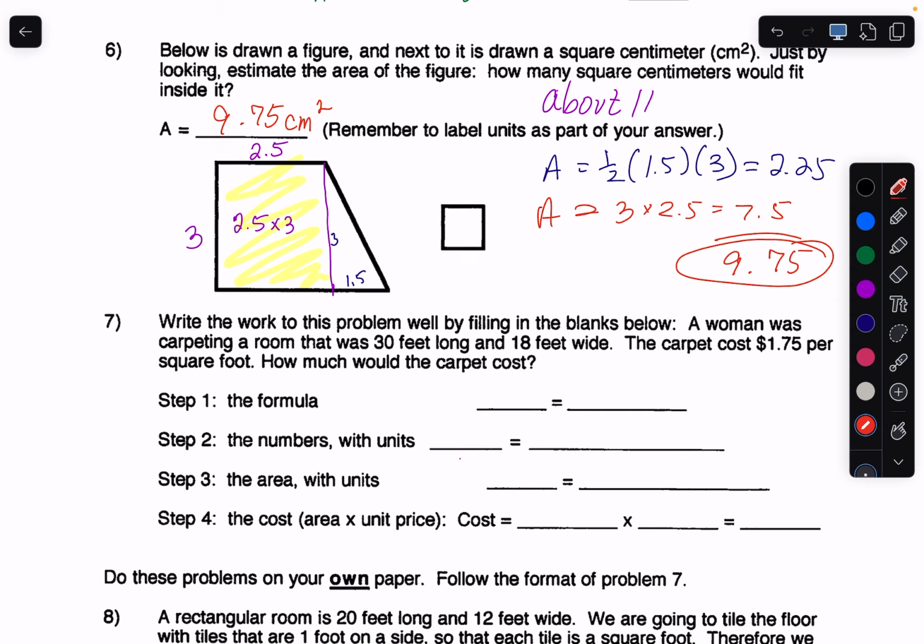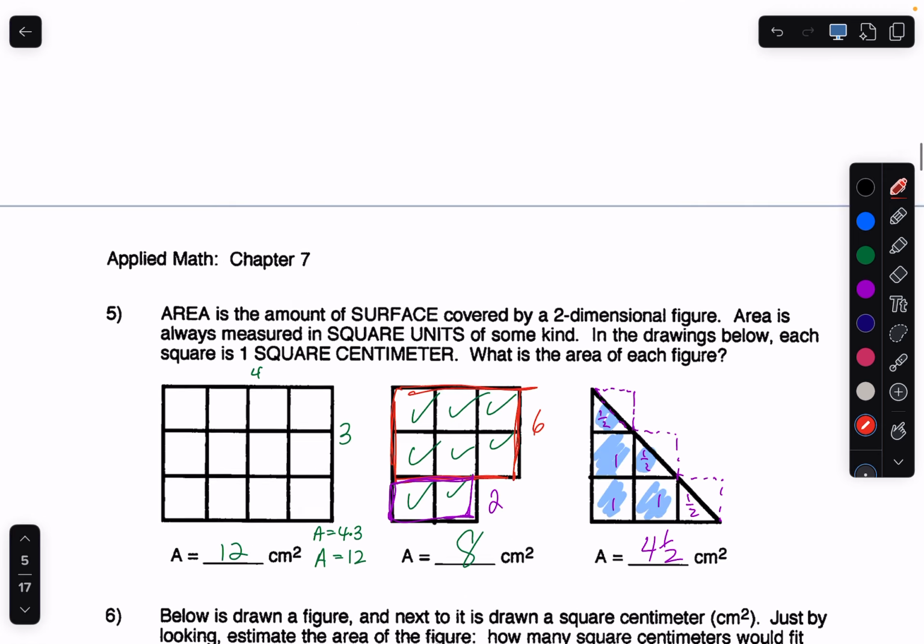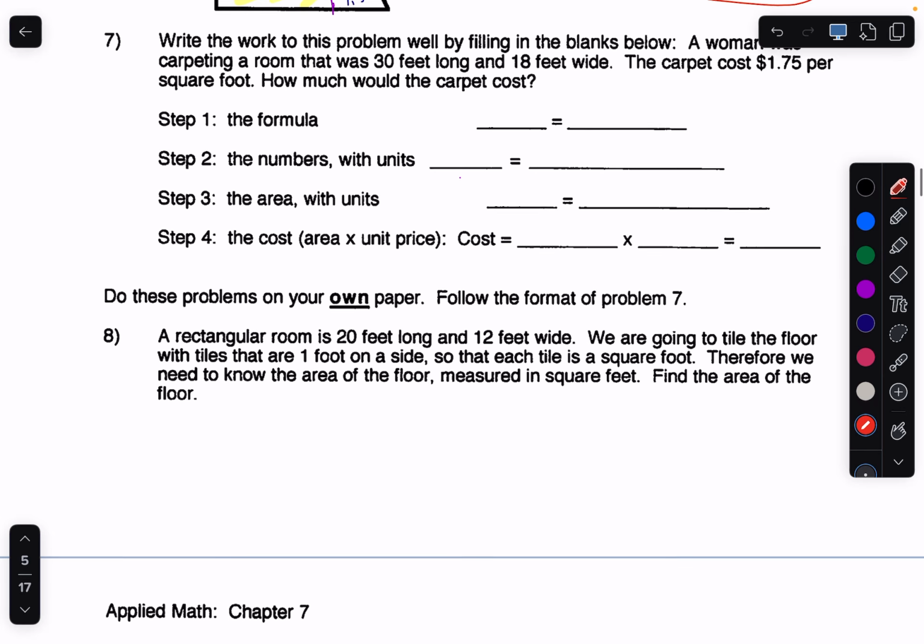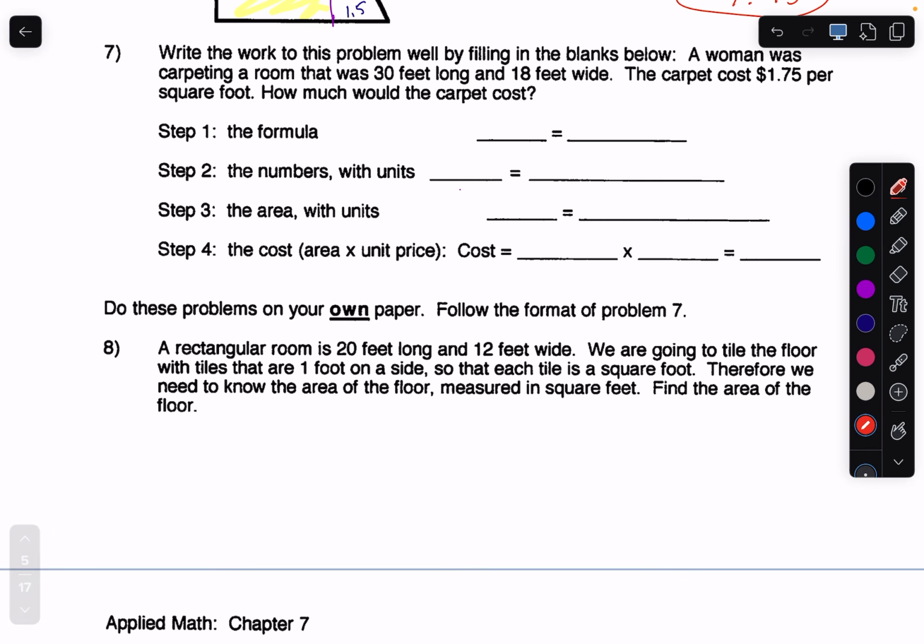Okay, now let's take a look at number 7. Number 7 says, okay, so we got 5, we got 6, okay, 7. Write the work to this problem by filling in the blanks. A woman is carpeting a room that was 30 feet long and 18 feet wide. The carpet cost $1.75 per square foot. This paper is rather old, so carpet does not just cost $1.75 per square foot anymore.